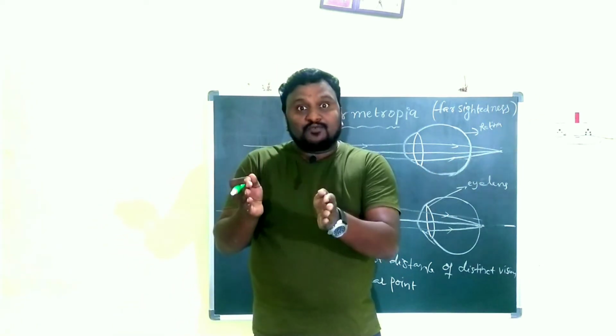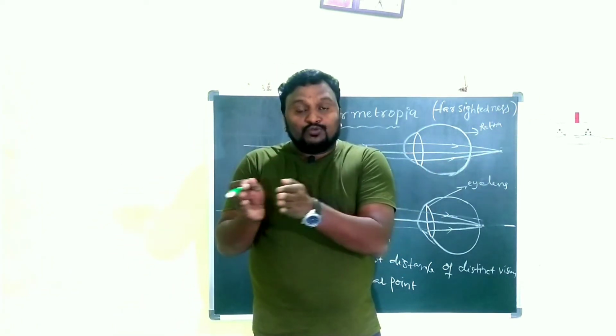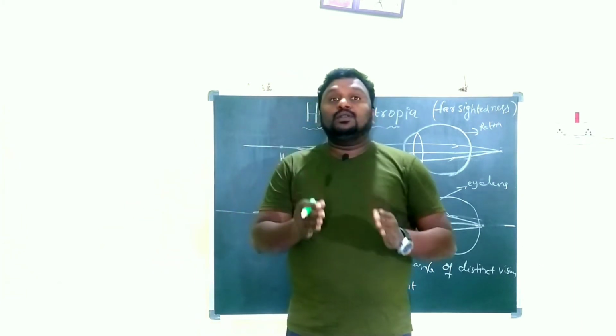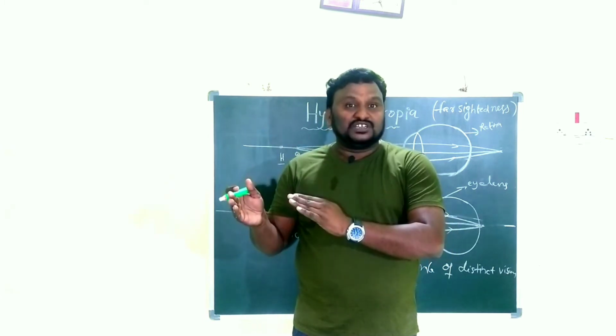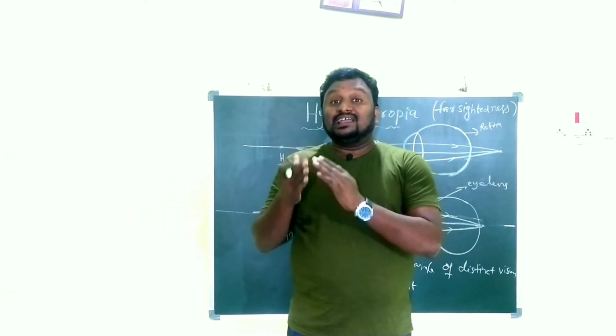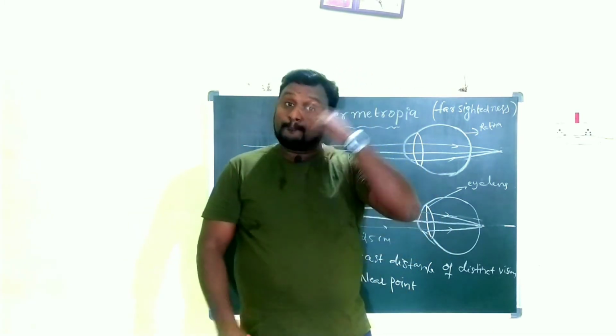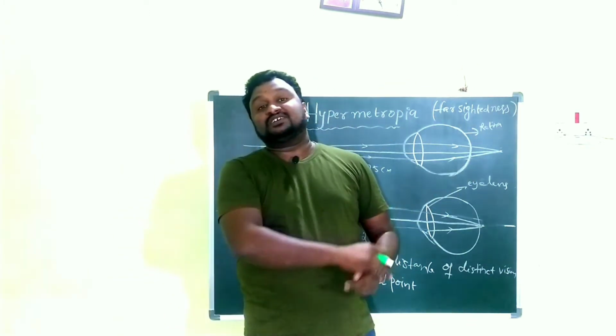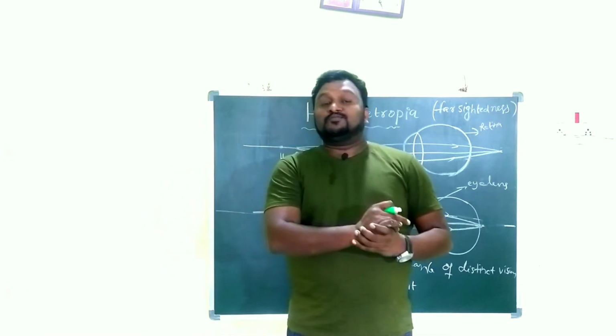But less than 40, that means what? In between 25 to 40, the people are unable to see the object, because at that time the eye lens forms the image behind the retina. So that's the reason for the hypermetropia defect.